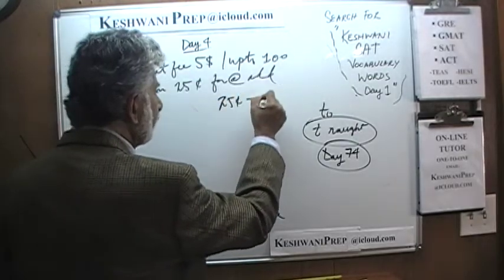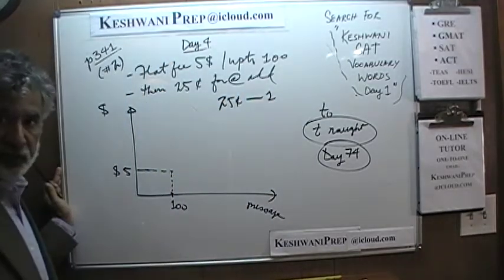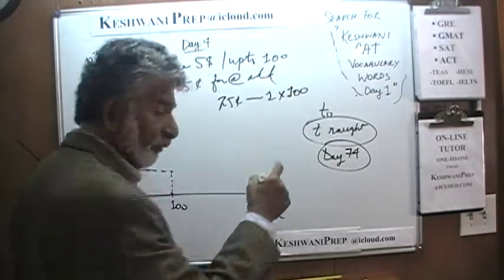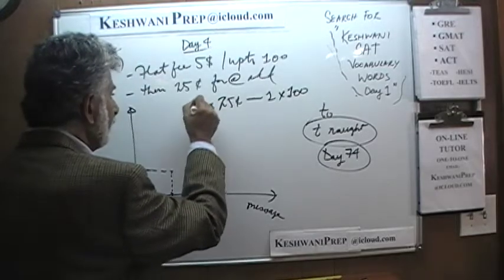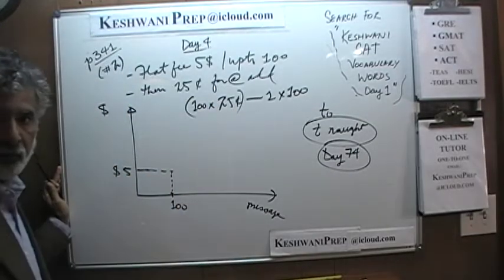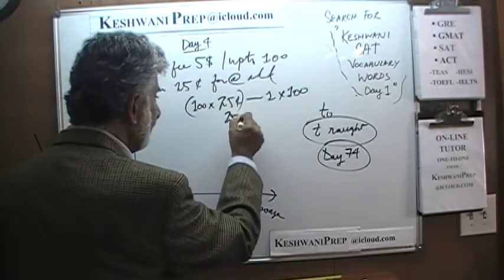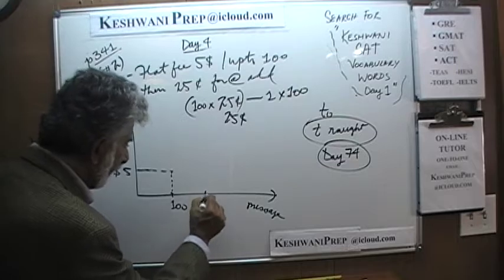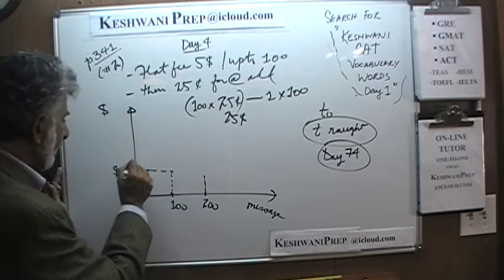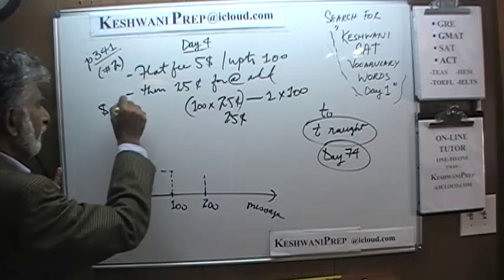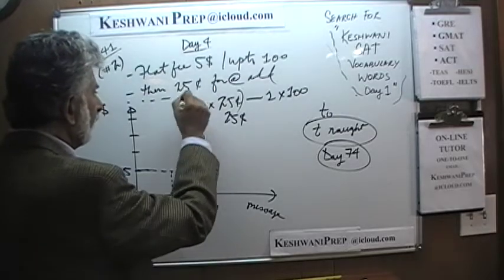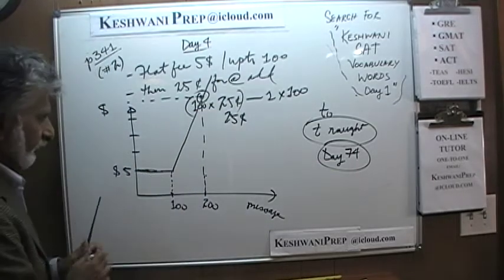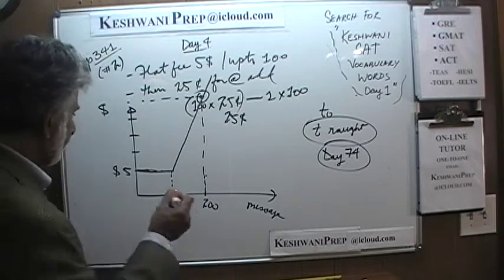25 cents for each additional message, which means for the next 100 messages, after the first 100, you'll end up paying 100 quarters. 100 quarters is $25. As you can see, it's going to have a very steep slope. So if this is 100, the 200 is going to be somewhere here, and for 200, if this is 5, it's going to be 10, 15, 20, somewhere way up here. It's a very steep slope. Anyway, that's what it looks like. That's the shape of the graph.